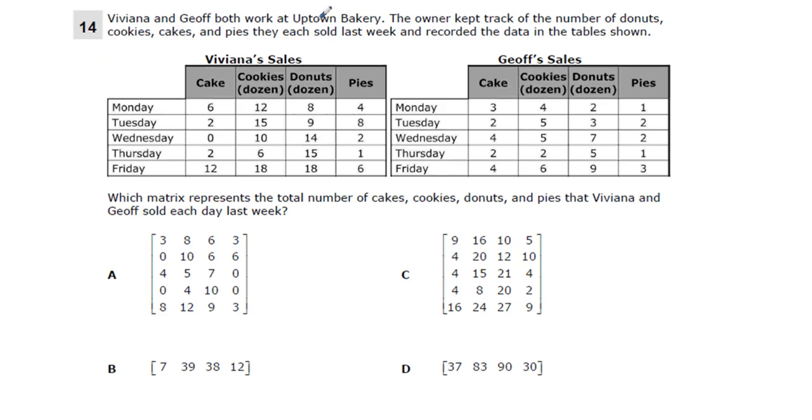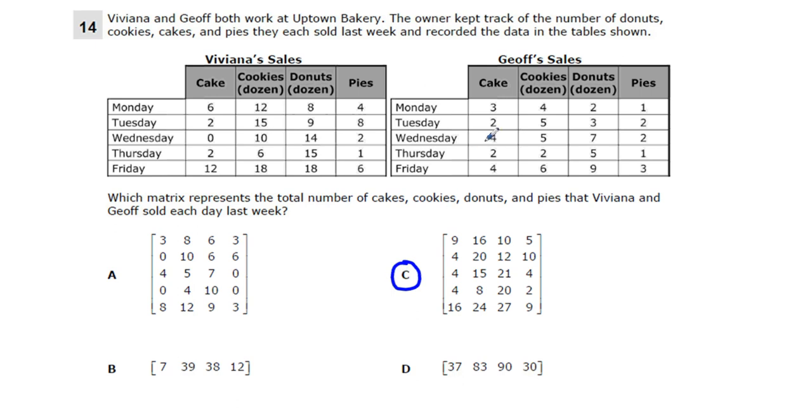Viviana and Jeff both work at Uptown Bakery. The owner kept track of the number of donuts. And which matrix represents total number of cakes, cookies, donuts, and pies? Well, this is kind of overkill because you should see 6 plus 3 is 9, 12 plus 4 is 16, 8 plus 2 is 10, 4 plus 1 is 5, and you just go down the rows here, and you're going to see that C is your correct answer. It should be really quite intuitive.